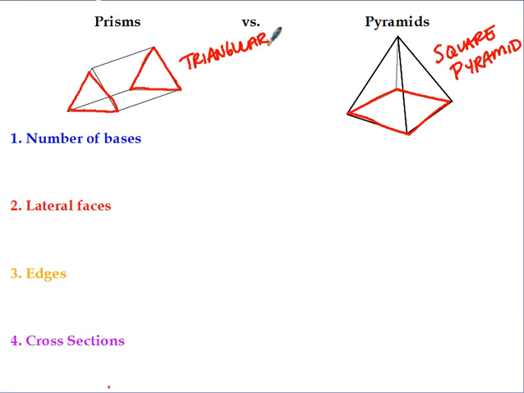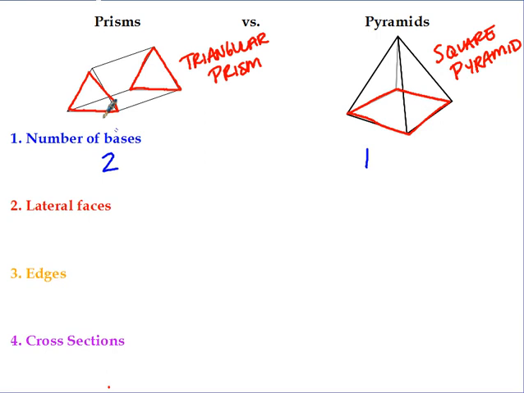Now, how do we know if it's a prism or a pyramid? Well, the number of bases will give us a good hint. So this one has 2 bases. Prisms always have 2 bases, and a pyramid only has 1. Okay? My base here is just a square. I only have 1, but I have 2 triangles.